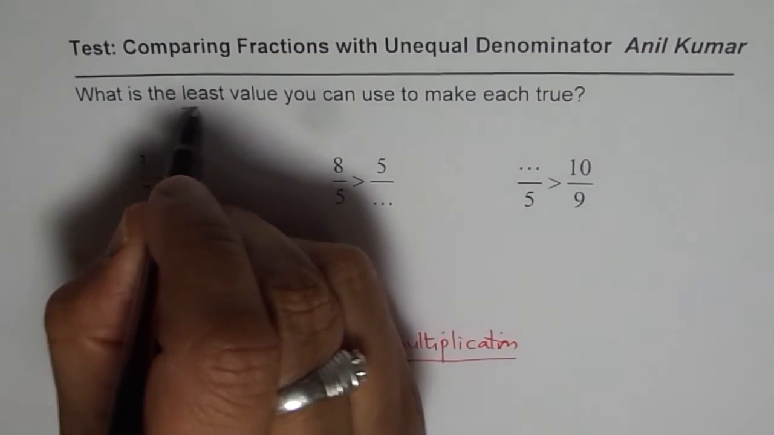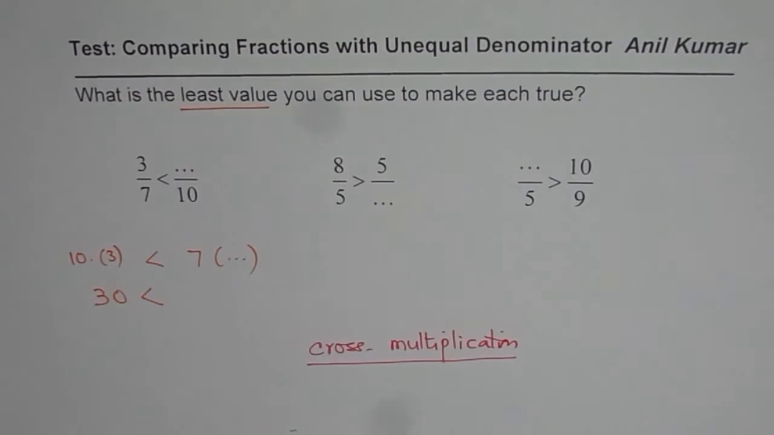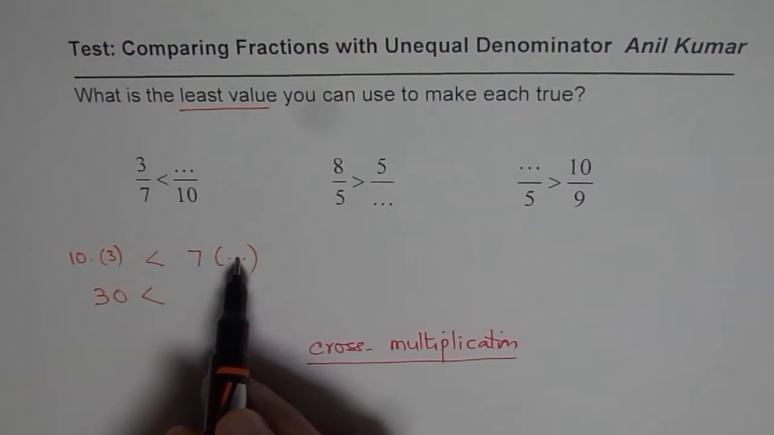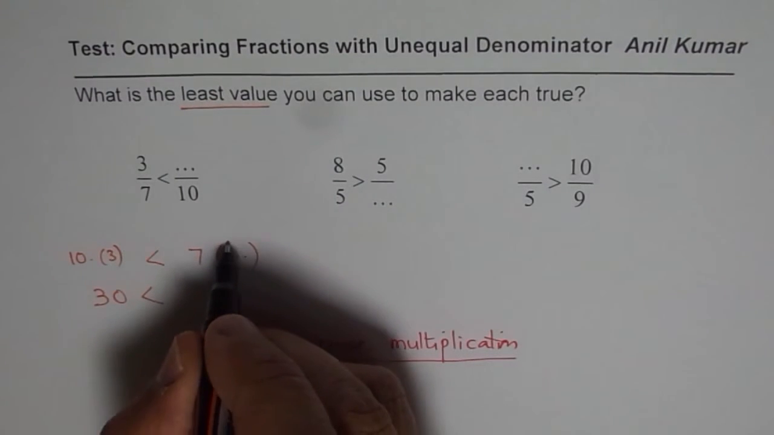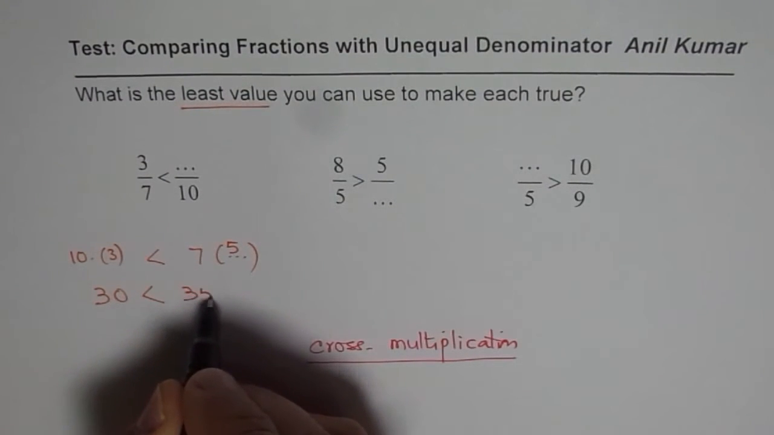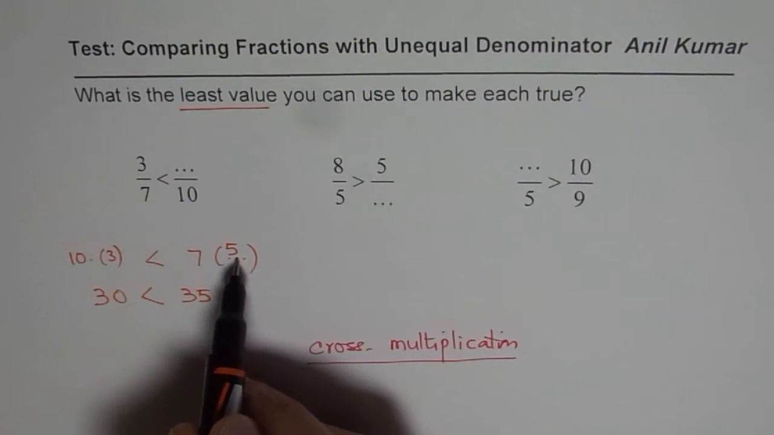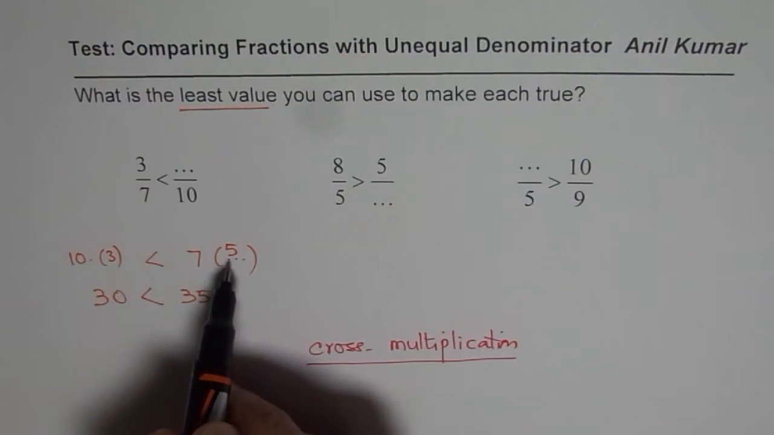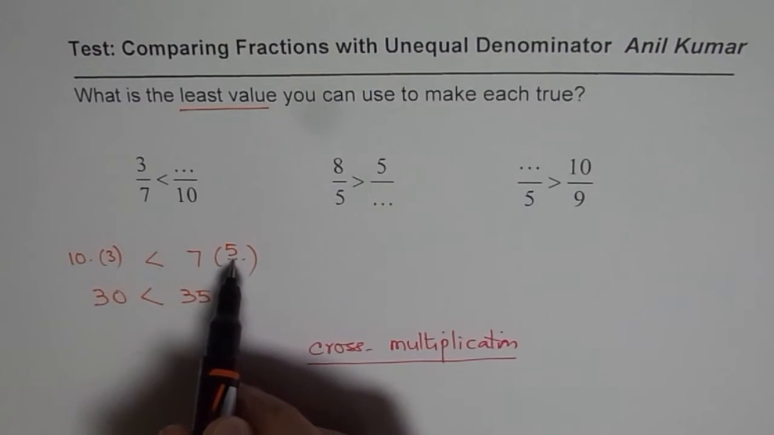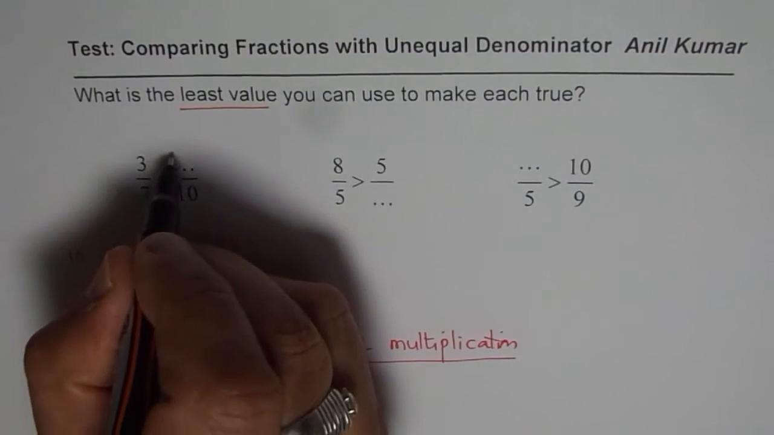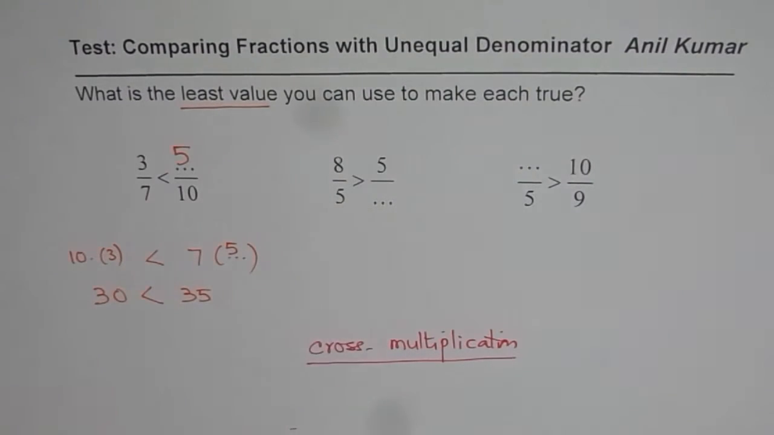But we are looking for the least value, right? So let's reduce that number. We know 7 times 5 is 35. That works. If I write 4, then 7 times 4 is 28, which is not greater. So that is the least value. Any value more than 5 will make it true. But 5 is the least value, so we'll use 5 in this particular case, right? I hope that is clear.